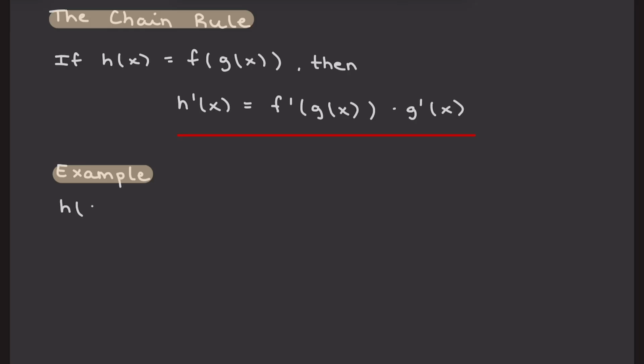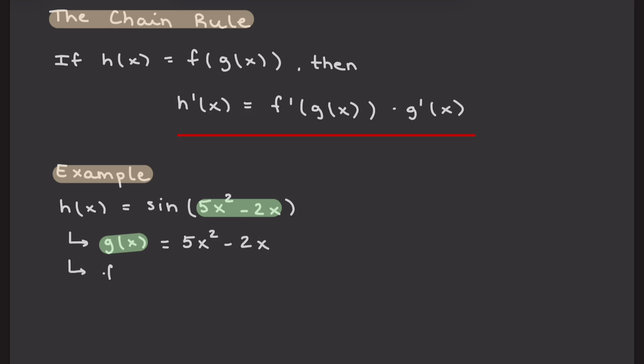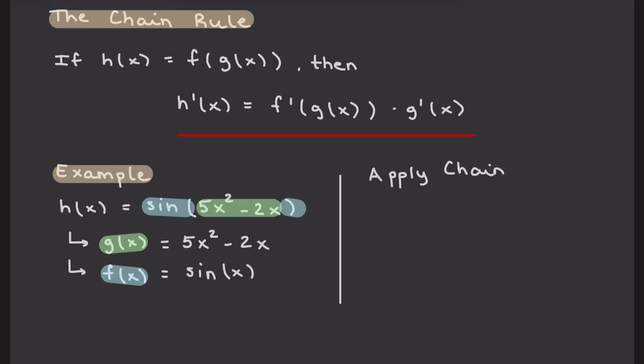Recall that we were given that h of x is equal to sine of 5x squared minus 2x. We found that g of x equals 5x squared minus 2x is the inside function, and that f of x equals sine of x is the outside function. So we can now apply the chain rule. By the definition of the chain rule, h prime of x is equal to f prime of g of x times g prime of x.